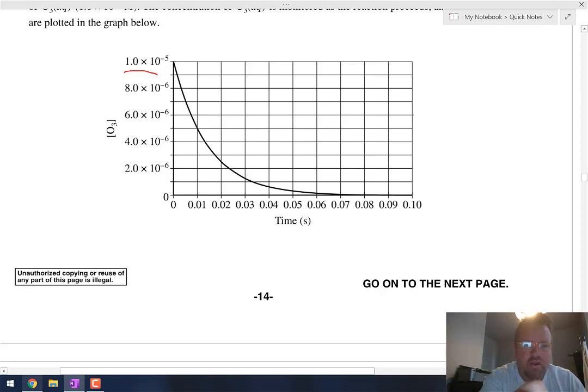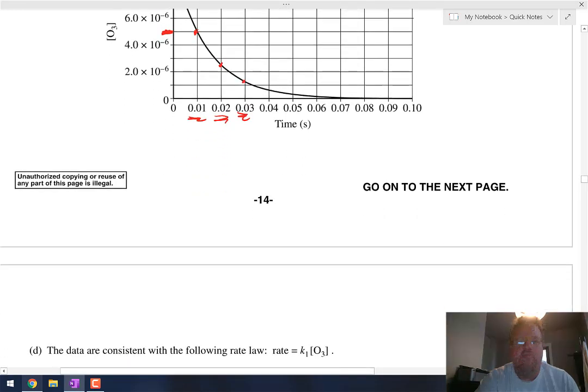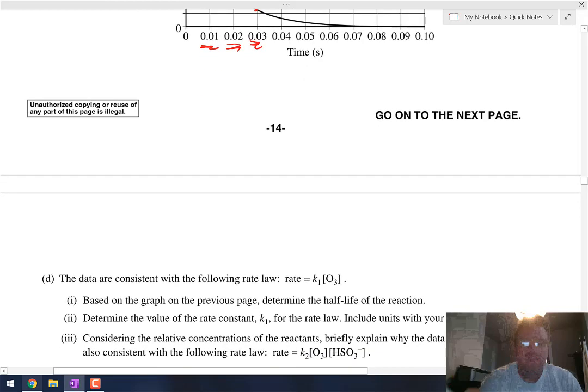Well, from 1 down to 0.5, which would be right here, it looks like it takes 0.01 seconds. Then to go from 5 to 2.5, it takes another 0.01 seconds. And then from 2.5 to 0.125, so clearly we can see there is a consistent half-life here. It's a constant half-life of 0.01 seconds. So we know it's first order.